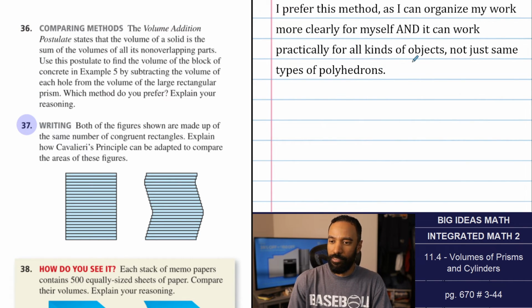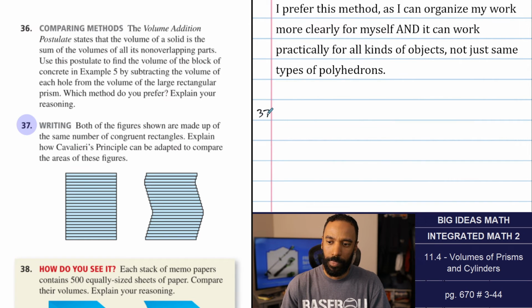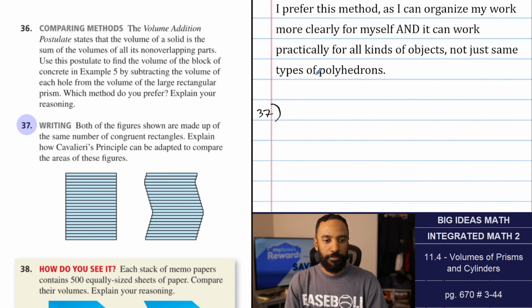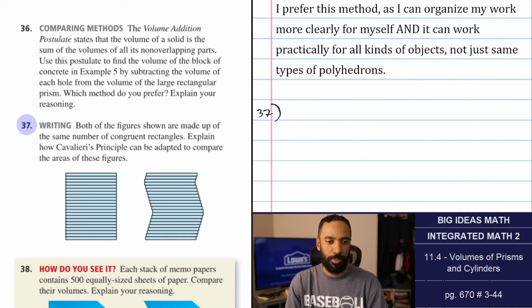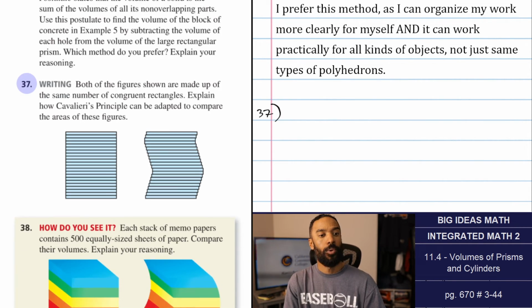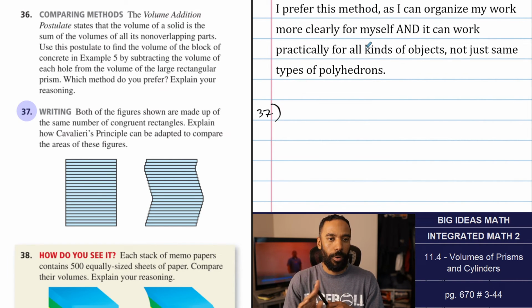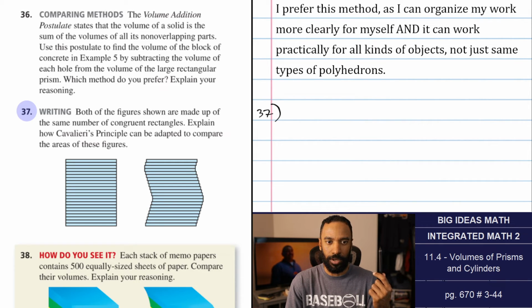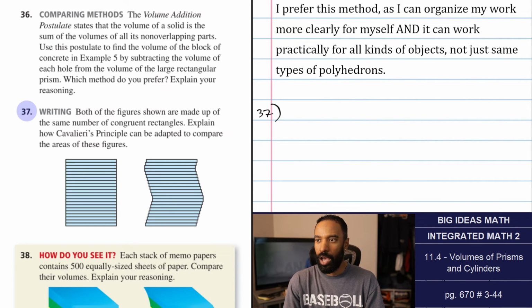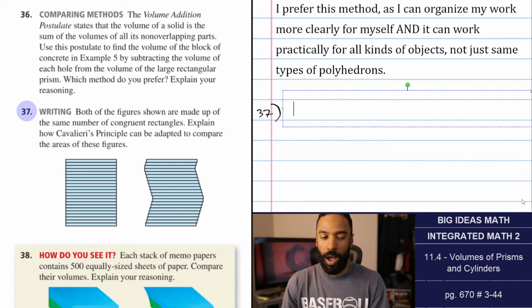All right, number 37 in writing. Both of the figures shown are made up of the same number of congruent rectangles. Explain how Cavalieri's principle can be adapted to compare the area of these figures. Well, this is kind of how I explained it. I kind of said it was stacks of paper. I don't know what my official explanation would be in this kind of scenario other than to just state that they're the same because they have the same height. The base areas are the same. So I guess, yeah, I'll say that.